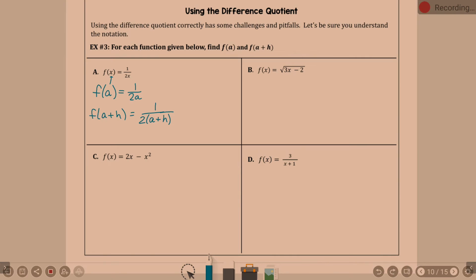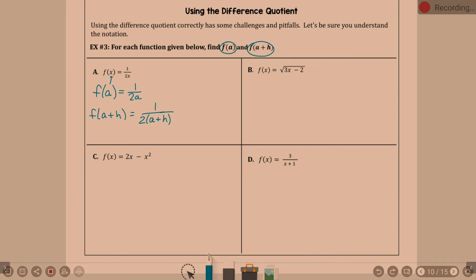Could you distribute and say 1 over 2a plus 2h? Yes. So then you don't put it into that big equation up there? We're not doing that right now. The directions are only asking me to find f of a and f of a plus h before we get to that big equation. Don't worry, we'll get to the big equation.